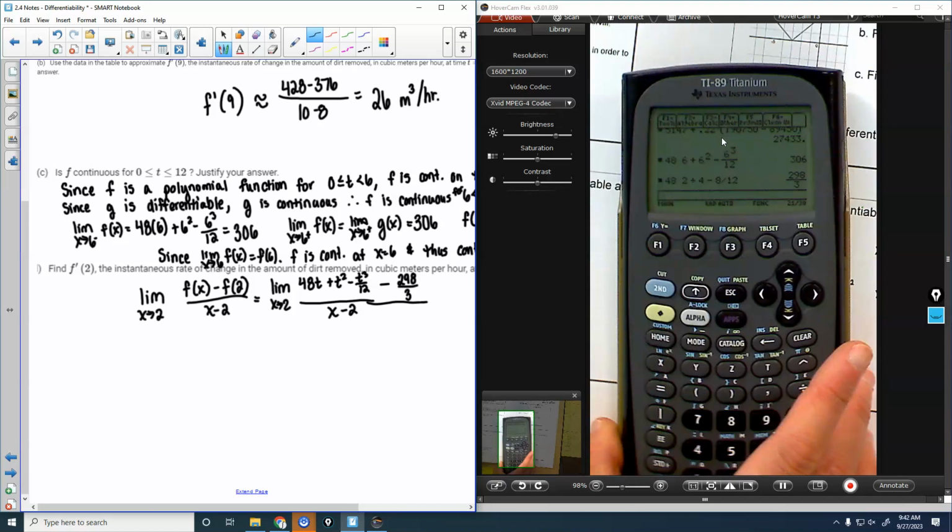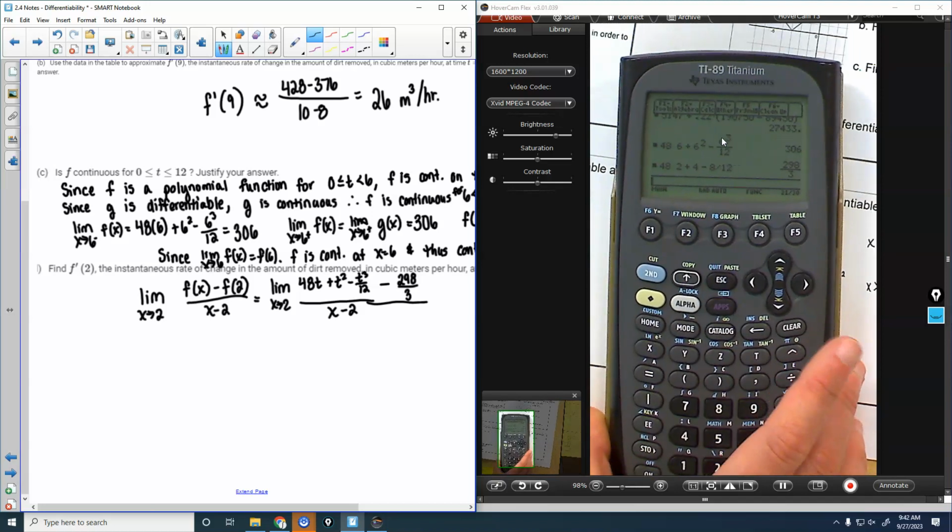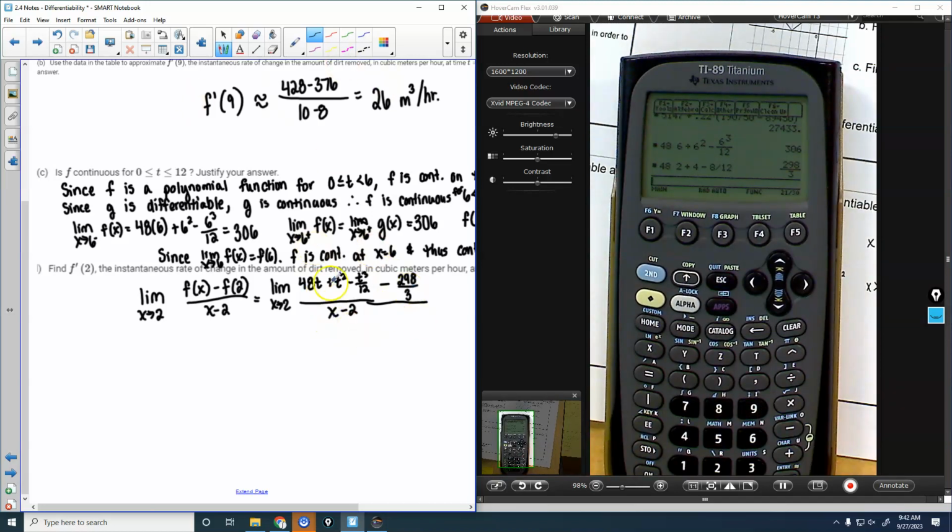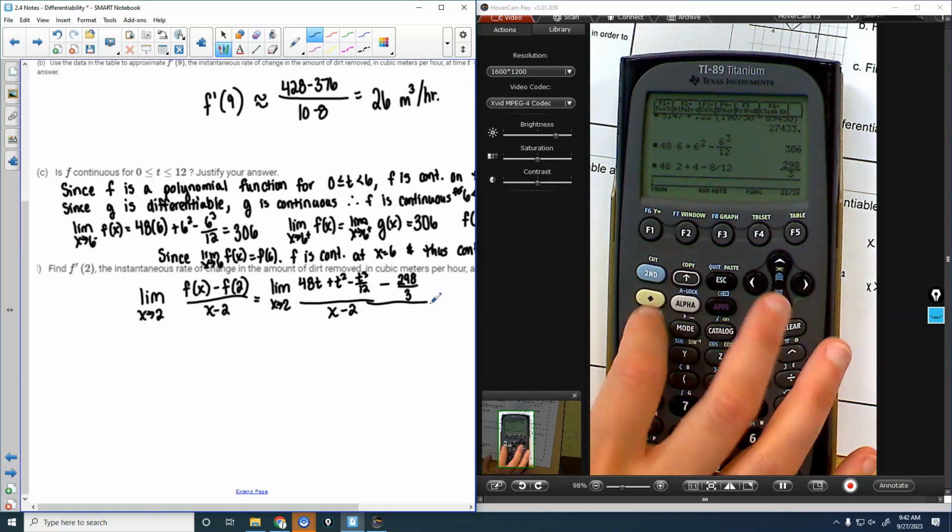All right, I could type in this limit using what I have right here, but it is kind of difficult to do that and get all your parentheses in the right place. So let me show you a shortcut on the calculator. This is actually going to be good for you guys to see on the calculator.